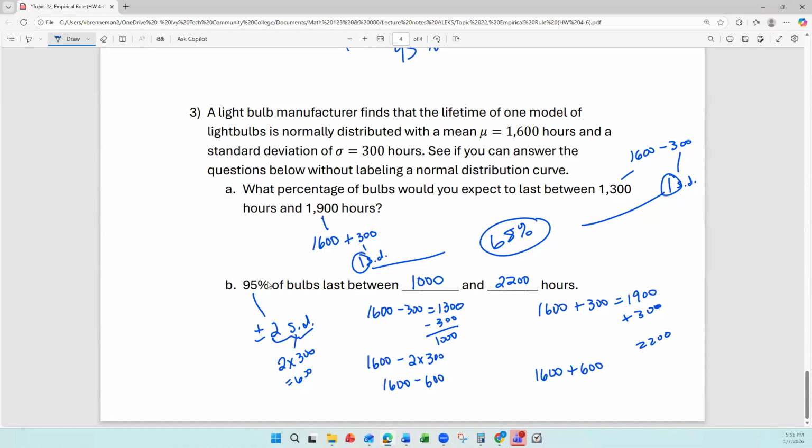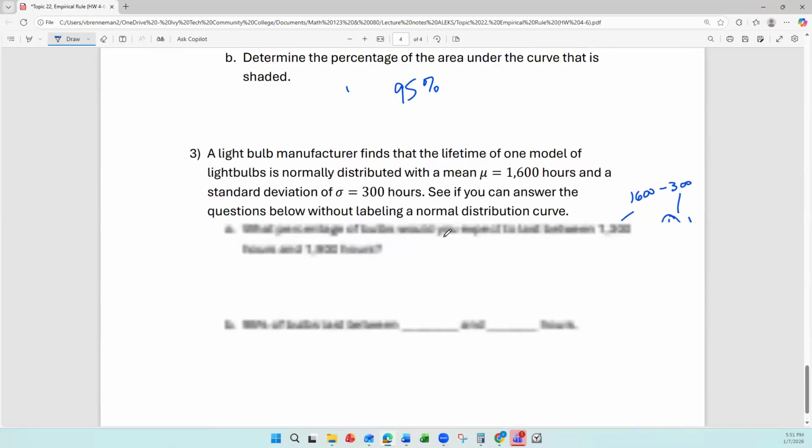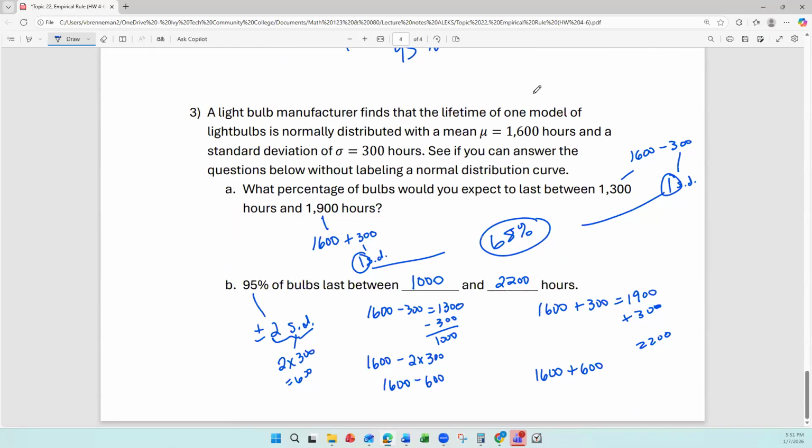Now, be a little careful if you find both those numbers. If you tend towards wanting to do the addition first and then the subtraction, that's fine, but you still need to put the smaller number in the first blank and the larger number in the second blank for Alex to recognize that. So that is topic 22.